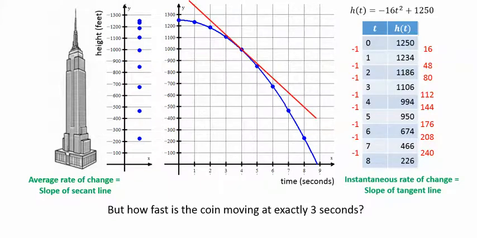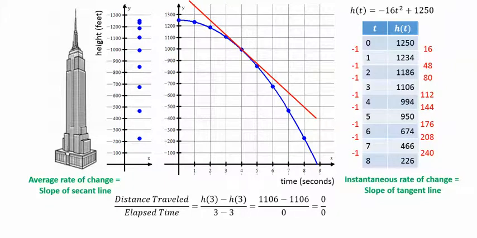The problem, as I mentioned earlier, is that a slope requires 2 points, and here we only have 1. And that would give us something that looks like 0 over 0, which at best is undefined and gives us no meaningful information to answer our ultimate question.